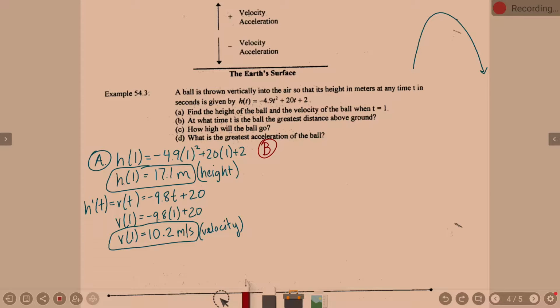Okay, B. At what time t is the ball the greatest distance above the ground?